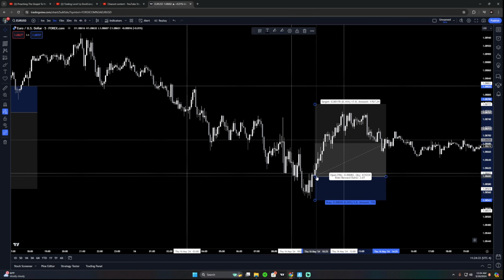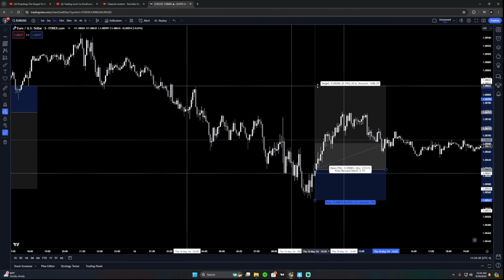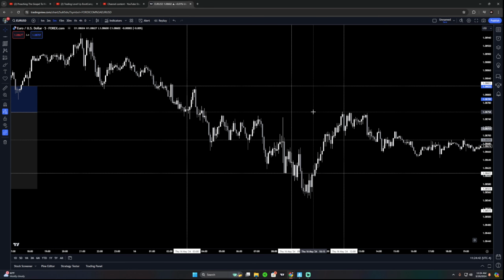But the thing is, it's not how it works. Not all setups are going to be pitch perfect. So you're going to have to make sure that you're at a 1 to 3 before you hit the opposite liquidity.